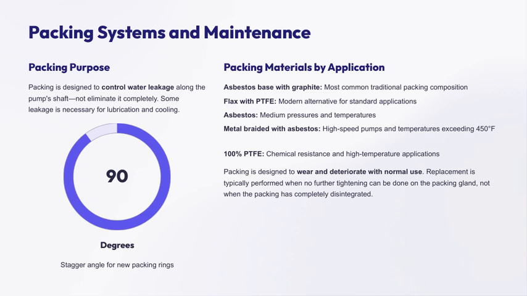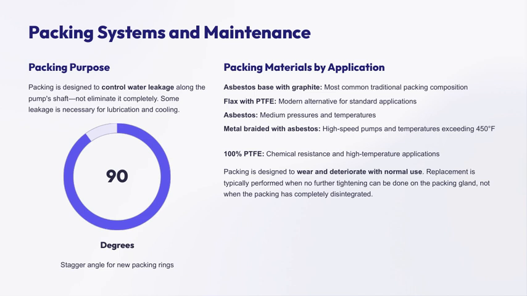Now, moving on to packing materials, there's a variety suited for different applications. The most traditional type is asbestos-based packing with graphite, which has been widely used for years. For more modern applications, flax combined with PTFE offers a good alternative, especially in standard operating conditions. Asbestos-based packing is suitable for medium pressures and temperatures, while metal-braided packing with asbestos is designed for high-speed pumps and can withstand temperatures exceeding 450 degrees Fahrenheit. For chemical resistance and high-temperature environments, 100% PTFE packing is the best choice.